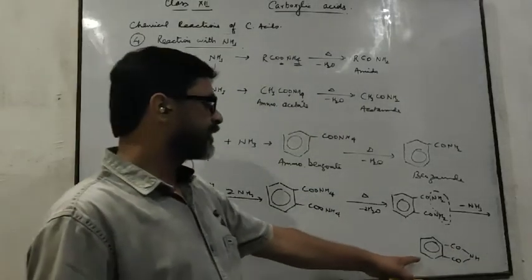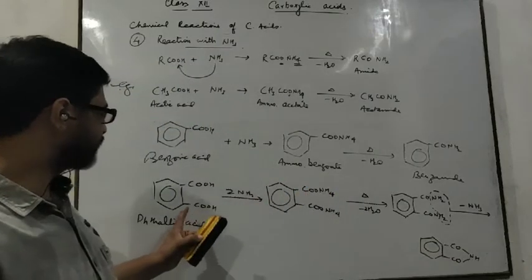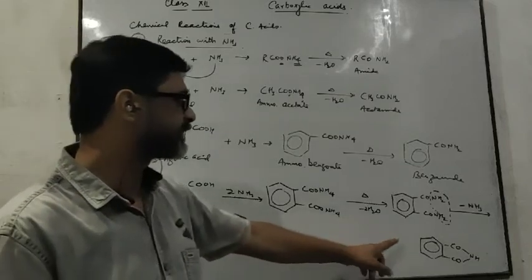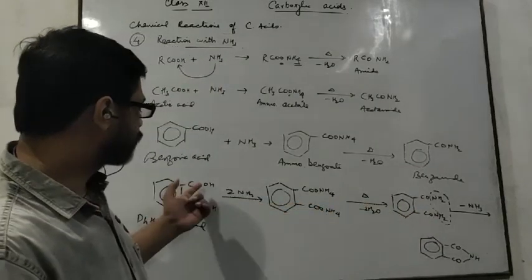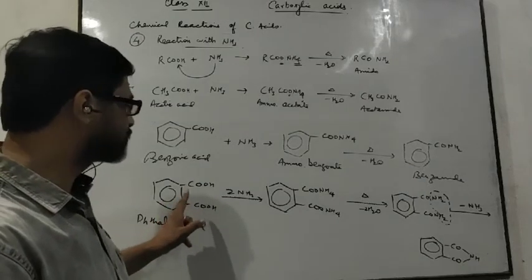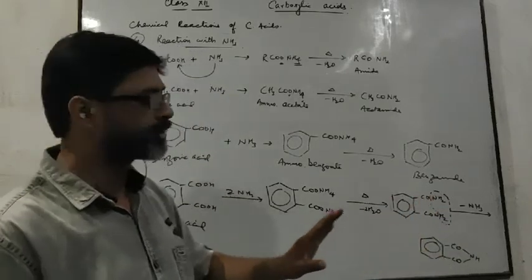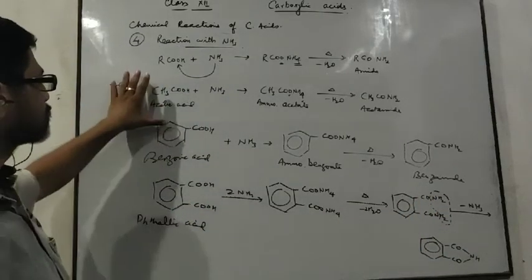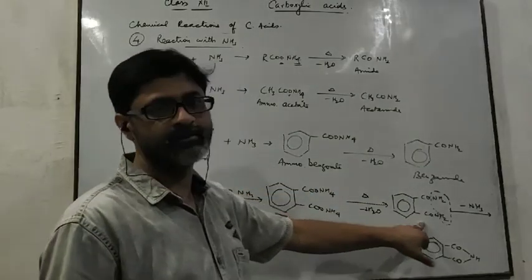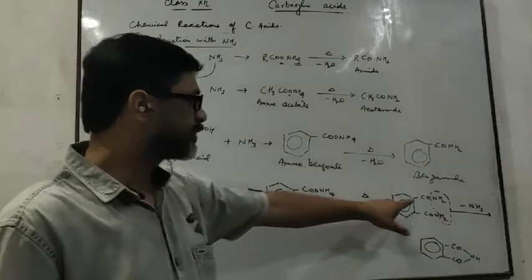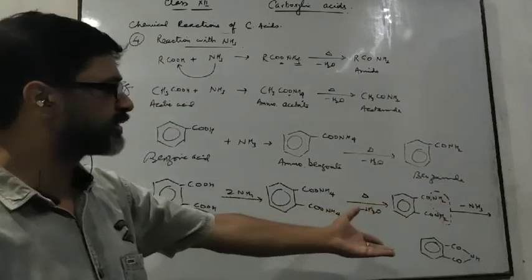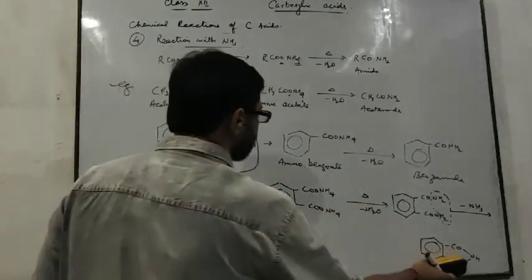This takes place only in dicarboxylic acids. If COOH are present adjacent to each other, then this reaction takes place. And if carboxylic acids are on different carbon atoms, not adjacent to each other, then this reaction is not possible. And in monocarboxylic acid, this reaction is not possible. This reaction stops till this compound. But if CONH2 are adjacent to each other, then they lose ammonia also and form this compound. This is a secondary amine.